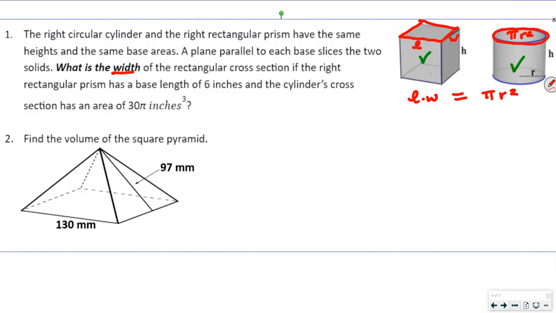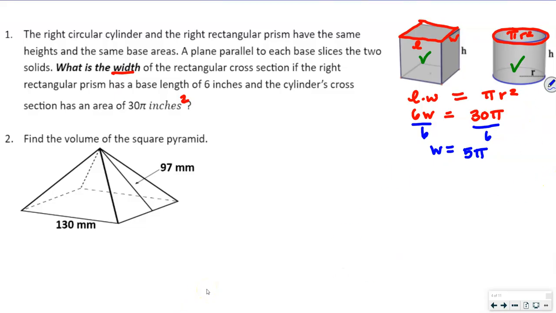So it says, what's the width of the rectangular cross-section if the right rectangular prism has a base length of 6 inches? So it has a length of 6 inches. So that's 6 times W, and that's equal to, and it says the cylinder's cross-sectional area has an area of, and this should have been squared, y'all, 30 pi. So that's this 30 pi right here, okay, because that's our cylinder, right? Okay. So what do we do to solve here? We just divide both sides by 6 because we're looking for the width, right? So that means our width is going to be equal to 5 pi. That's our answer, okay?